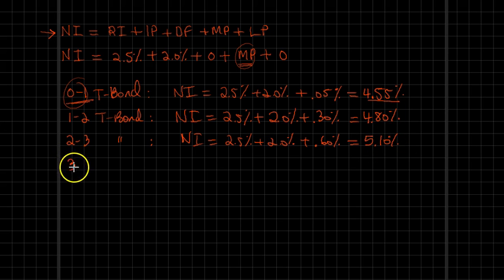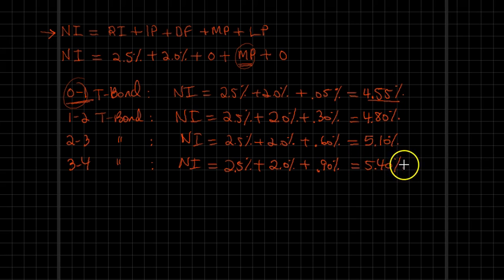And finally, for 3 to 4 year treasury bonds, the nominal interest rate is again equal to the real risk-free interest rate plus the inflation premium plus the maturity premium of 0.90%, almost 1% there, and these add up to 5.40%. And that pretty much completes our solution, and we are done.